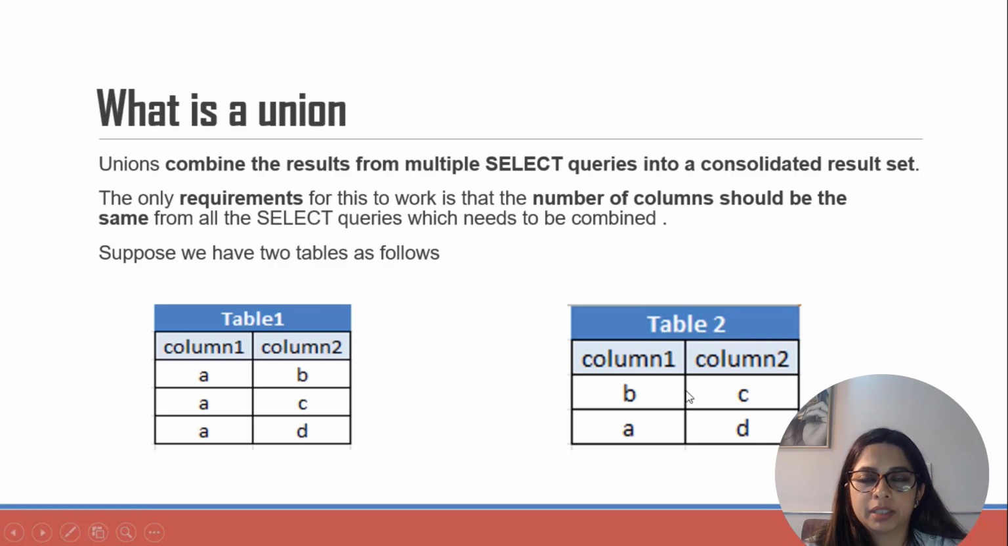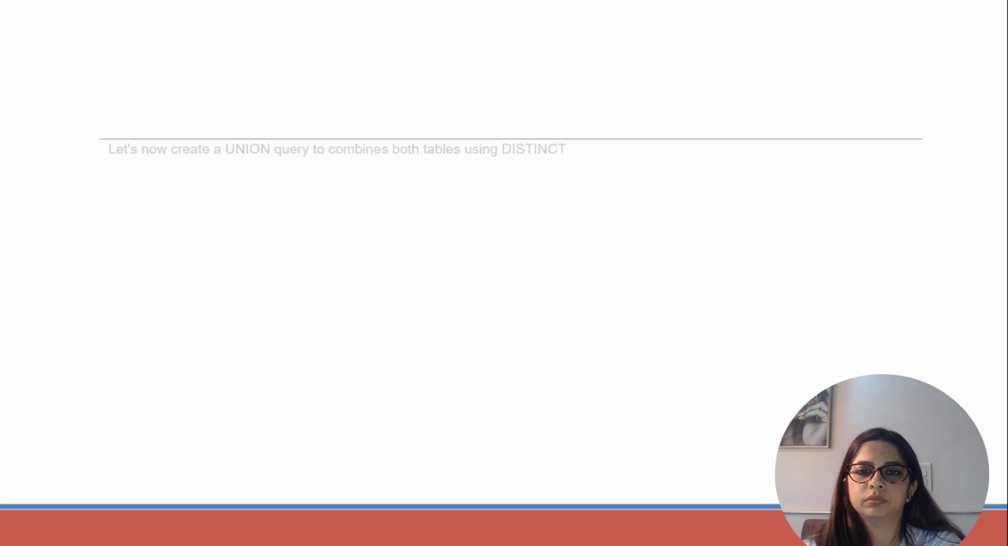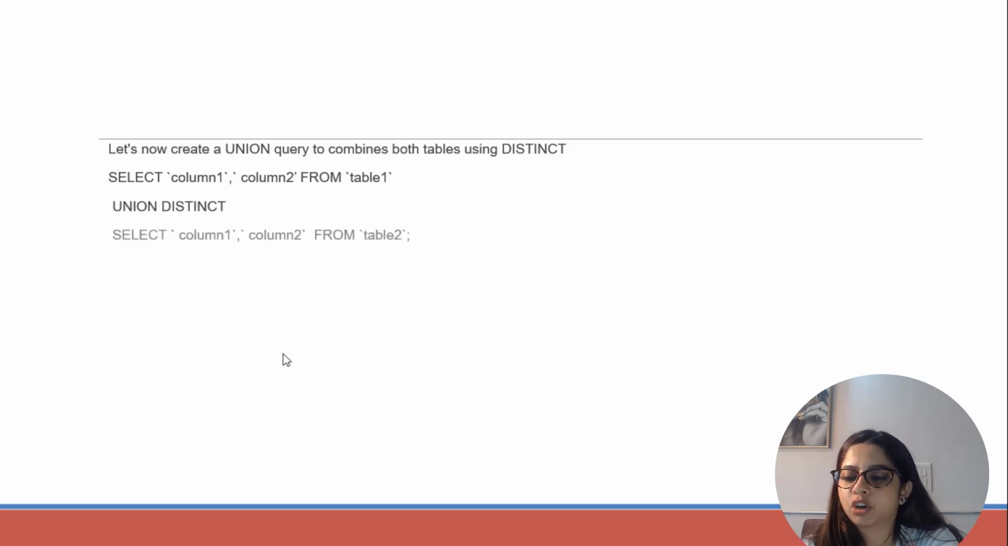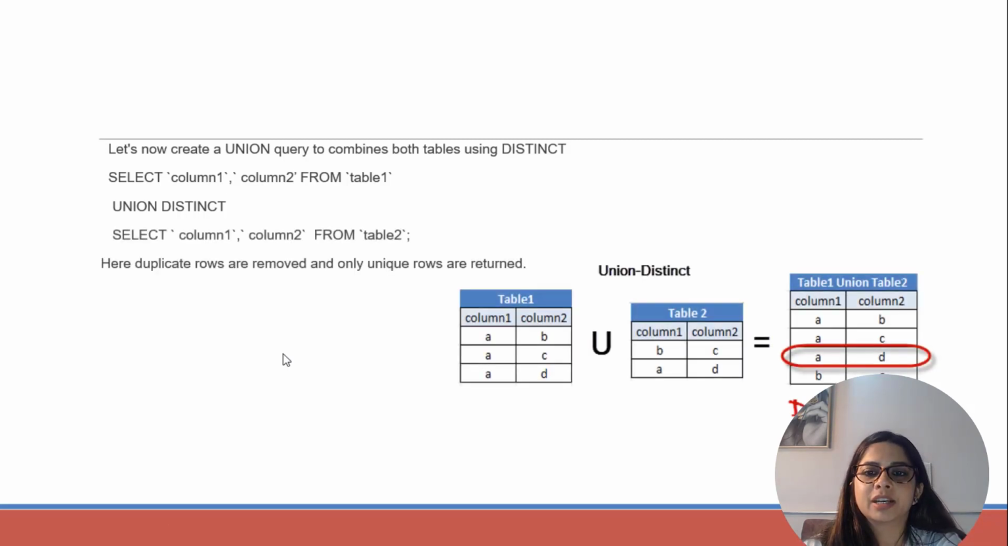So we have to combine these two tables. We have to use union. So how do we do that? Now when we want to create a union of these two tables, let's say we write select column 1, column 2 from table 1, union distinct, we write a keyword called distinct, union distinct, select column 1, column 2 from table 2. The result set which we get, which you can see on my screen: union distinct we are doing. So AB, AC, AD, BC.